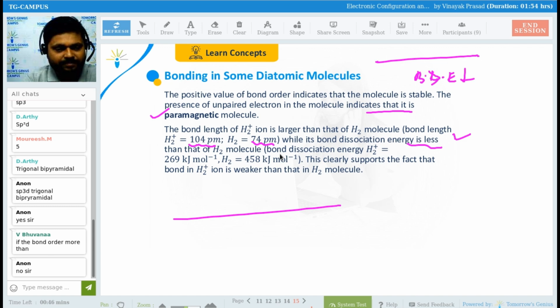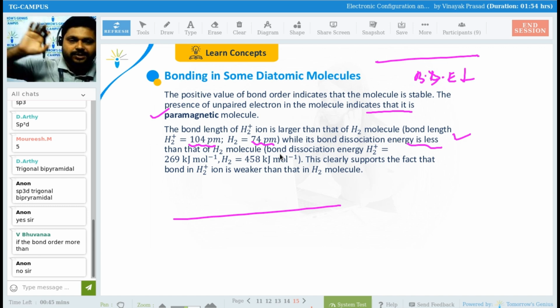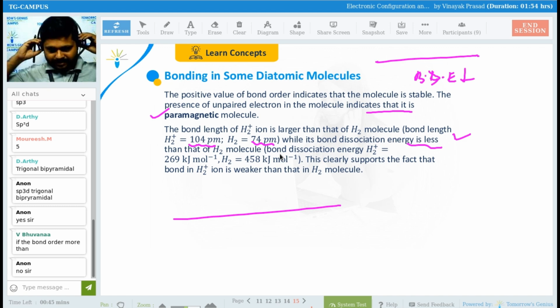Yes or no, everyone? What do you say? If the bond dissociation energy is larger, then the bond length is lesser. If the bond length is larger, then the bond dissociation energy is lower. Yes or no? Getting my point, everyone?